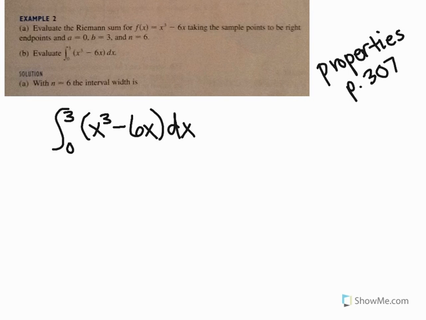So we're going to first do the antiderivative of this. That's the easiest way. So we'll say x to the 4th over 4 is the antiderivative of x cubed, minus 6x squared over 2.